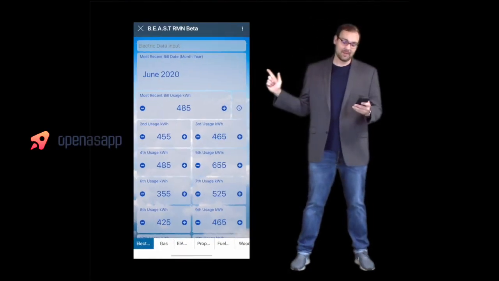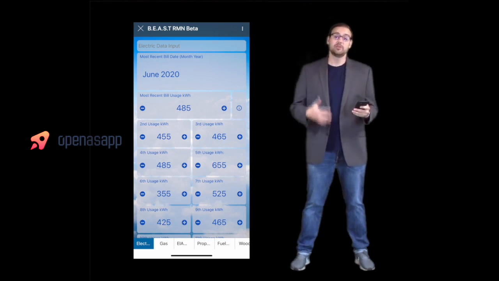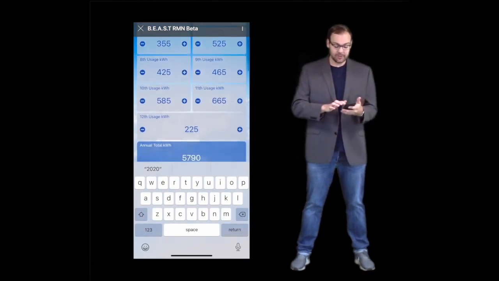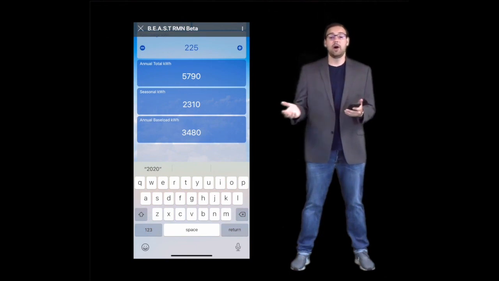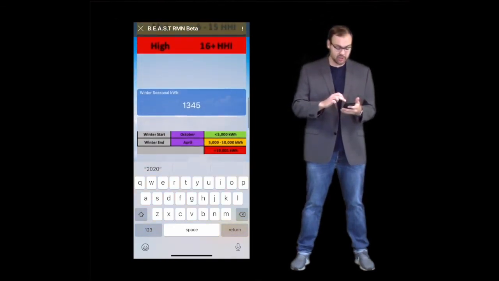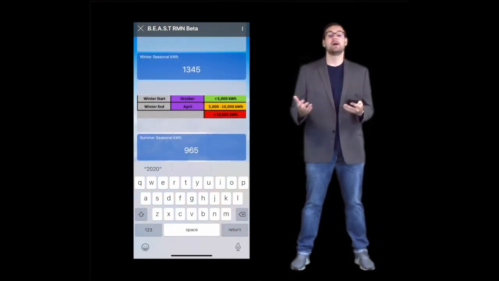With any sort of digital tool, we know that convenience is key. That's why we're making the Beast even easier to use. To start, we're excited to announce that we're bringing the Rocky Mountain North edition of the Beast to iOS and Android. This mobile version will feature all the same features as the desktop spreadsheet, starting by selecting the month of your most recent bill and entering data backwards to get a full year's worth of information. It can generate all the same calculations like annual total, seasonal, base load, summer and winter seasonals, as well as show you the charts to show how this house and these users compare to others in their region.